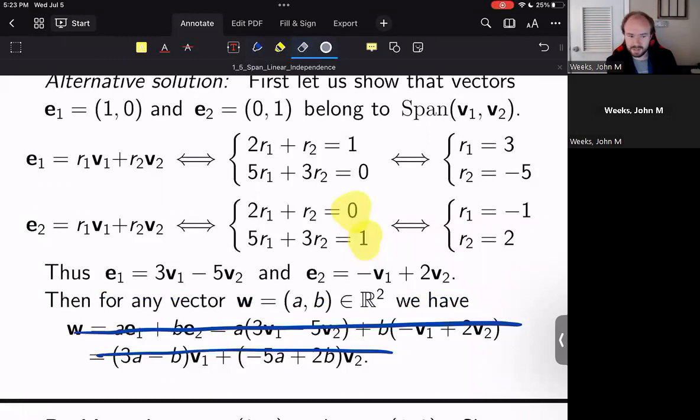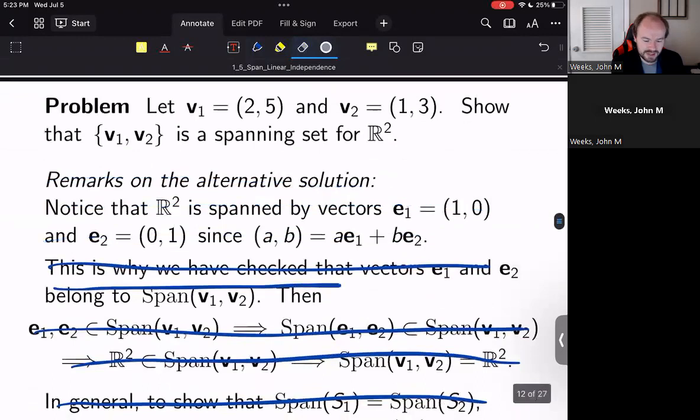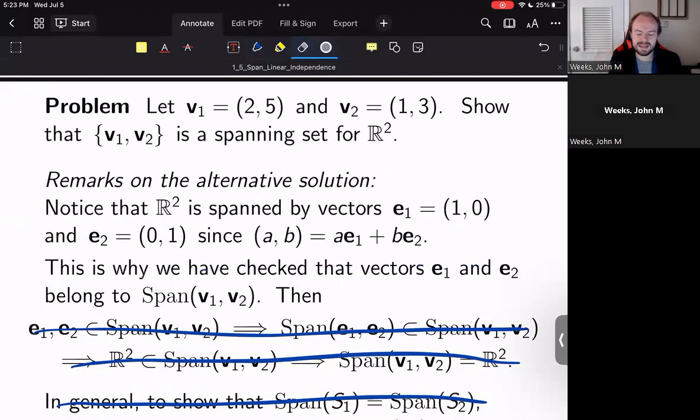So for any vector W, what I could do is say, okay, well, if it's written as (A, B), I know that I can write this as a linear combination of E1 and E2 like I do right here. But E1 can itself be written as a linear combination of V1 and V2, as can E2. So we can just multiply everything out and get a linear combination for W in terms of V1 and V2 as well. Pretty interesting stuff. So note that because R2 was spanned by our standard generating set, that was why we were able to say, okay, let's go through and just check for these vectors, see if they belong to the span.